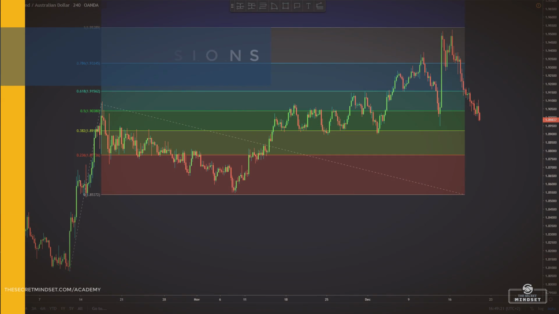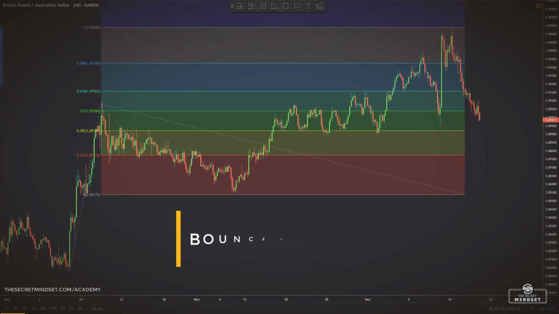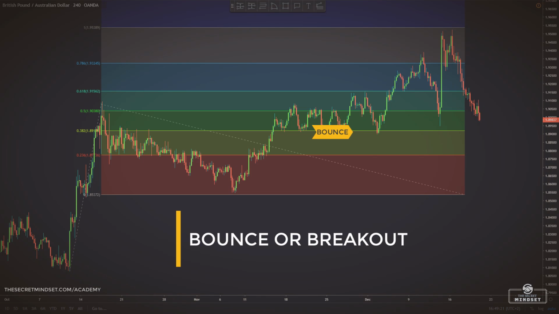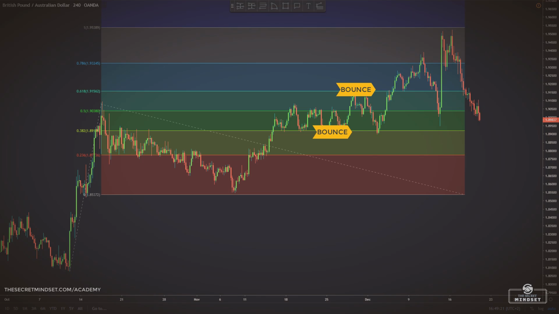So how to use the Fib extensions? You can consider entering the market on Fib extensions when the price reacts to a level. This could be a bounce or a breakout. If the price bounces from a Fib extension level, it is possible that price may be stalling or changing direction. In this manner, you might be able to pursue a price move to the previous Fib level.